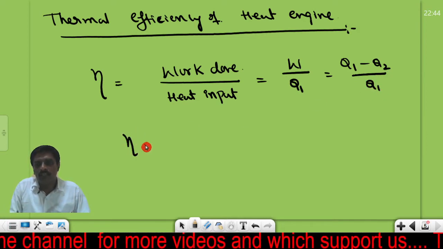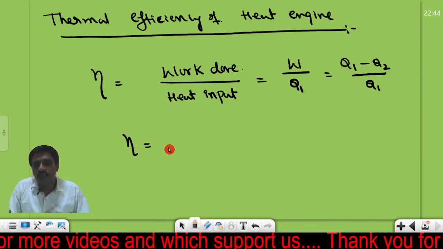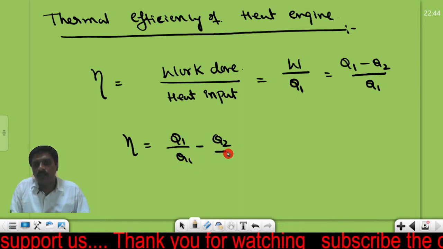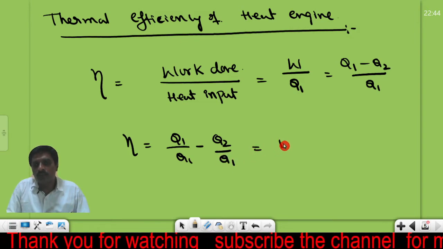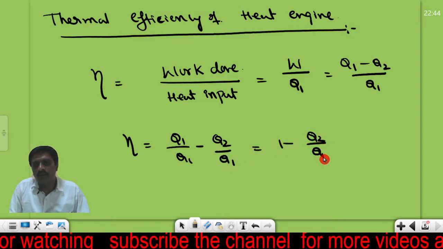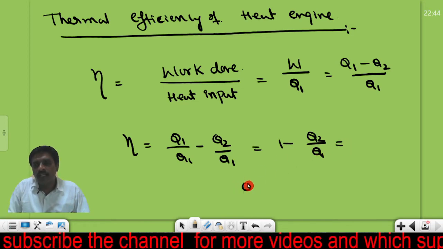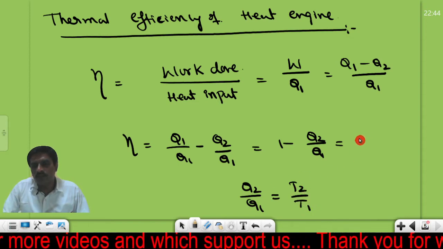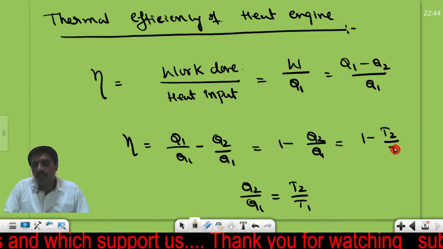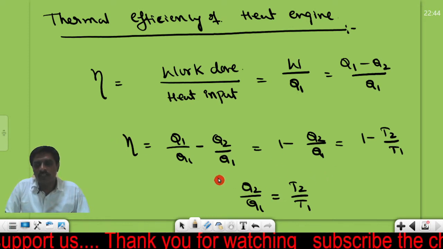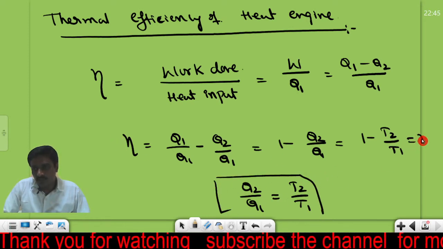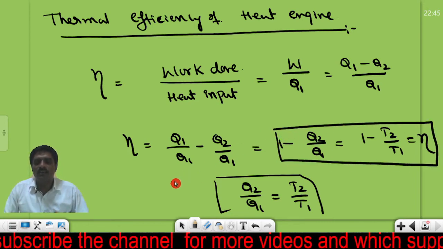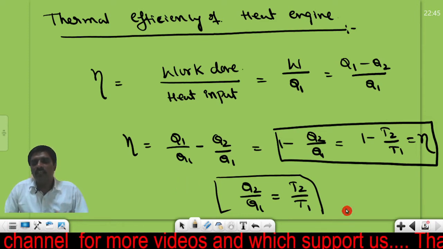We will have then eta equal to, by taking the division to each individual part, Q1 by Q1 minus Q2 by Q1, that is equal to 1 minus Q2 by Q1. The same formula can be written, as Q2 by Q1 is equal to T2 by T1. This is the formula we are having. Then 1 minus T2 by T1. This is the formula for the eta. So this is the formula for the thermal efficiency of the working substance, the efficiency of the heat engine.